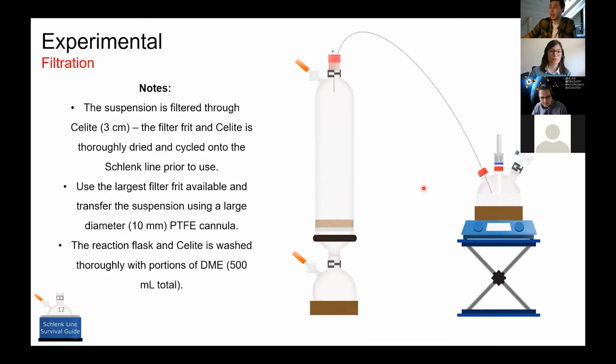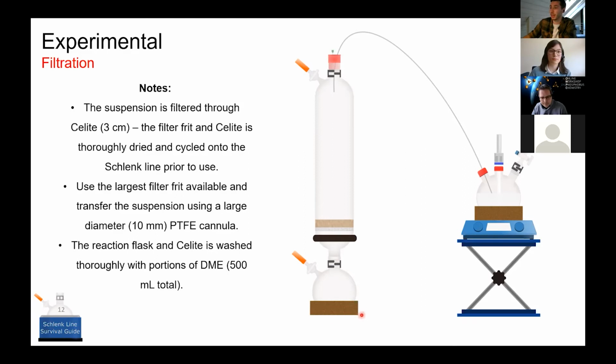The following morning, once this is all cooled back down to room temperature, the next step is to do the filtration. So this is one of the trickier parts of the synthesis and one of the occasions where you might need more specialist glassware prepared specifically for this synthesis. And what we do, like any salt metathesis reaction or many organometallic reagents, is perform a filtration through Celite to remove the sodium chloride that's formed from the reaction.